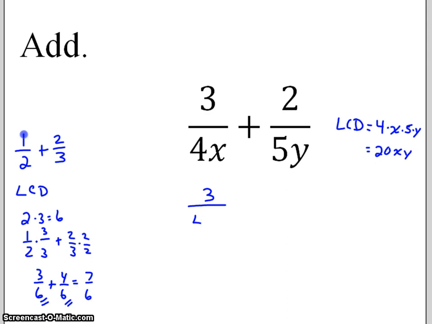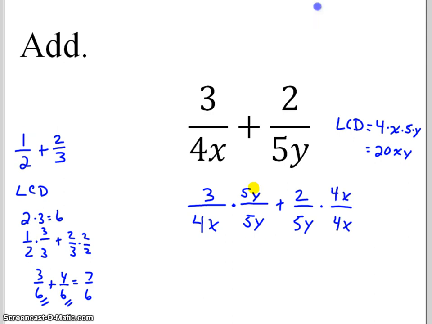So now write down the first fraction. Put a fraction bar. Now we need to multiply by a fraction that's equivalent to 1. What are we missing? We're missing the 5y. So we go up here and multiply by 5y in our numerator as well. Now write down the second fraction. Multiply it by a factor of 1. So we need to get 20xy. In order to get 20xy, by multiplying by 5y, we have to multiply by 4x. So go up to the top and multiply by 4x.